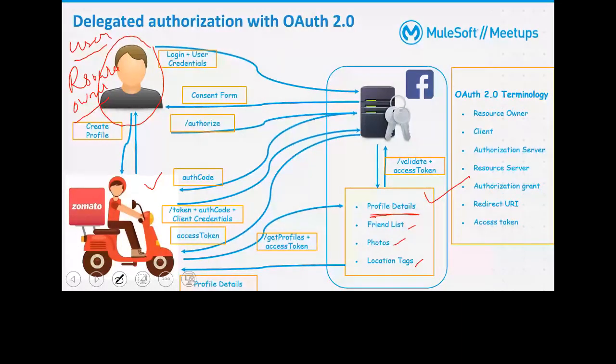The second one is who is actually requesting the authorization code and the access token: the Zomato app. The Zomato app is nothing but a client.